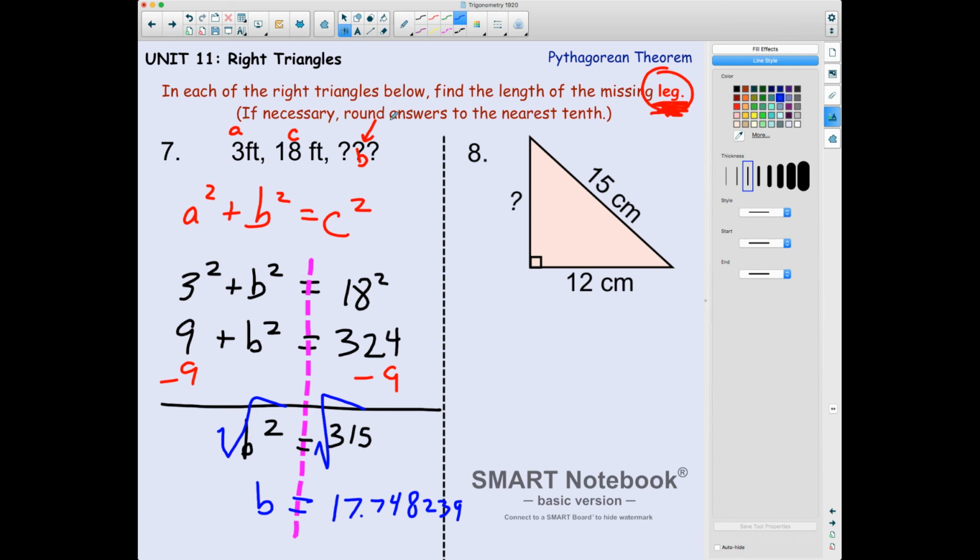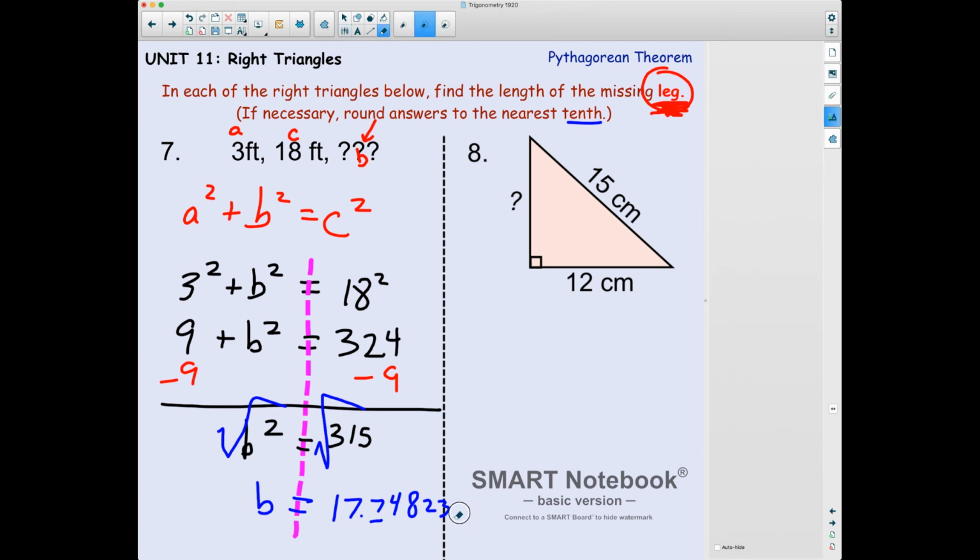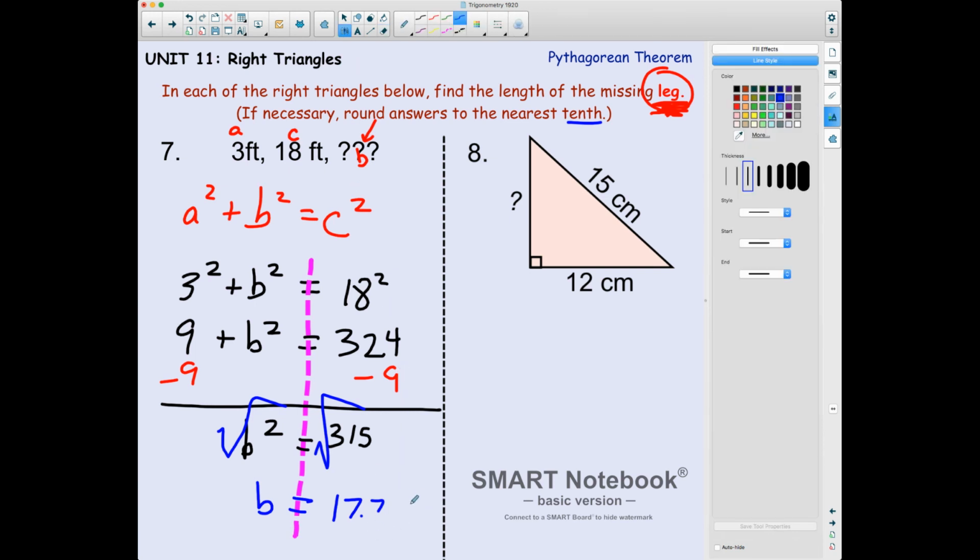If necessary, round answers to the nearest 10th. Yippee! So, okay, nearest 10th, 17 point. Here's the 10th spot right there. I look to the right. That's a little number. So 7 stays 7. So take your eraser and go bye-bye to the rest. Stay 7. And it's going to be in feet. Keep those units the same.